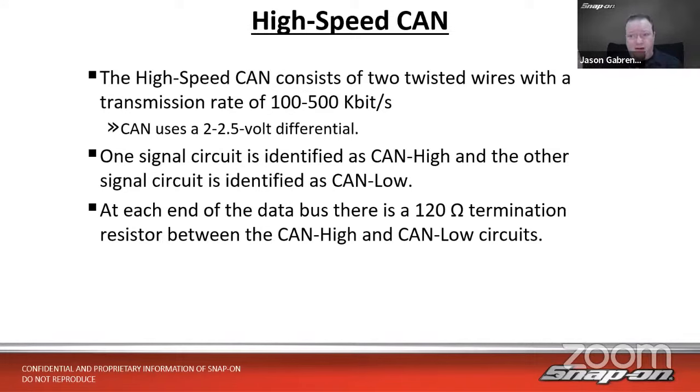You have low-speed, mid-speed, and high-speed CAN. CAN uses a 2 to 2.5 volt differential. You'll see high to low. One signal circuit is going to be identified as CAN high, and the other circuit is going to be identified as CAN low. At each end of the data bus is a 120 ohm termination resistor between the CAN high and low circuits, and that's pretty much the stop sign, the end of the road. Here is a terminus at the end of this network.